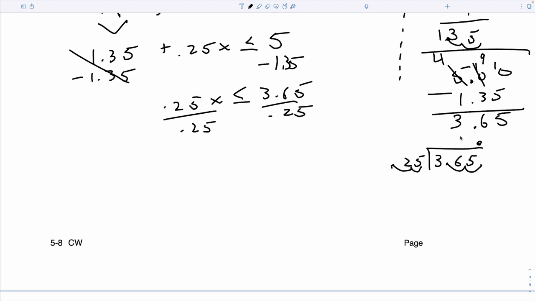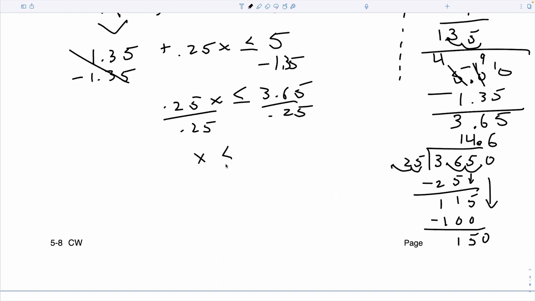25 goes into 36 one time. Bring down the 5. 25 goes into 115 4 times. Hopefully it's gonna end after this. Carry a 0. 25 goes into 150 6 times. I'm going fairly quick. If you need to slow down during bronze or homework, definitely go at your own pace.